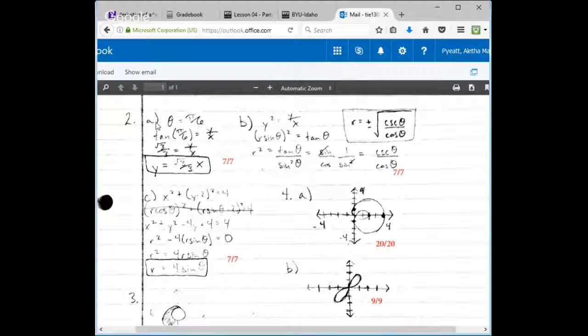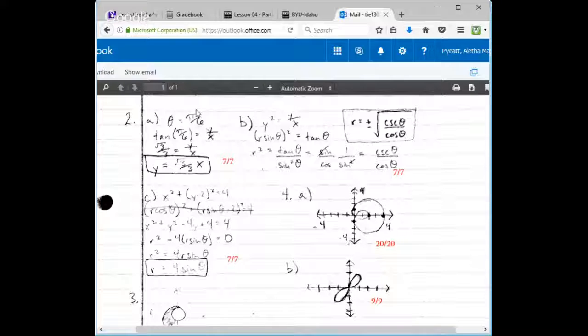No, let's see what I got on this one. Dang it, I know I went wrong with that one too. Okay, so what I got was 2 cosine theta when it should have been 4 sine theta.